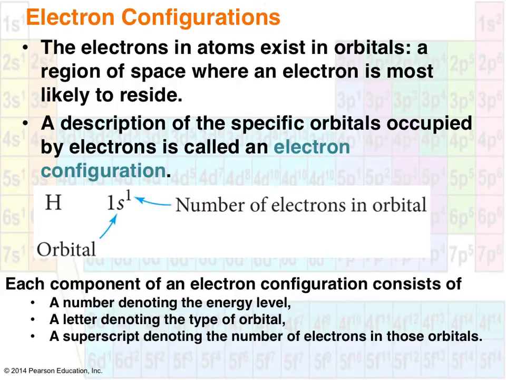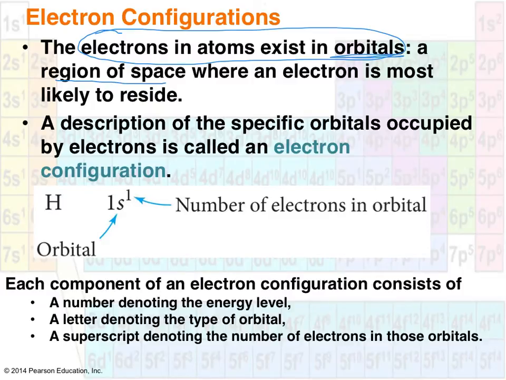Hopefully from Chapter 7, you remember that according to Schrodinger's model of the atom, which is our currently accepted model, also called the quantum mechanical model, electrons exist in orbitals, not orbits. They do not orbit the nucleus. They exist in orbitals. What is an orbital? It's a region of space where an electron is most likely to reside. Remember, we can't pin down exactly where an electron is and, at the same time, pin down its momentum. That was Heisenberg's uncertainty principle.